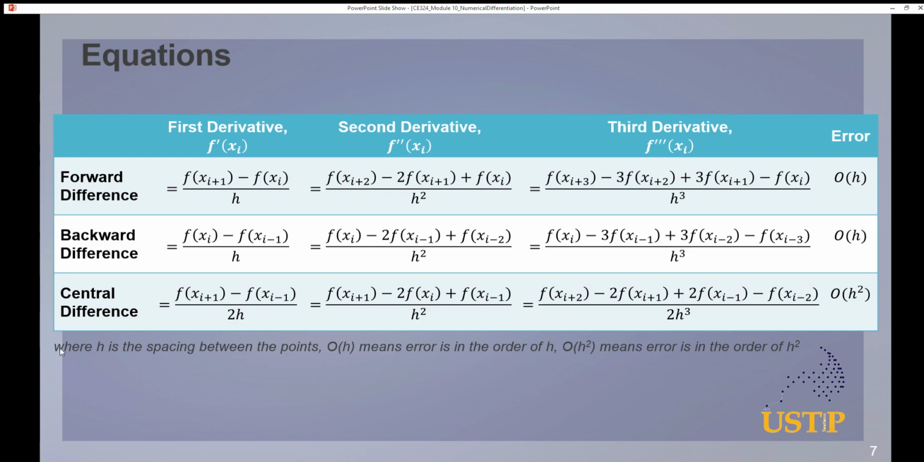Well, anyway, h is the spacing between the points. It is a constant h, meaning our data is uniformly spaced. O(h) means the error is in the order of h, and O(h squared) means the error is in the order of h squared. That's the error analysis, which I may insert along with the derivation.